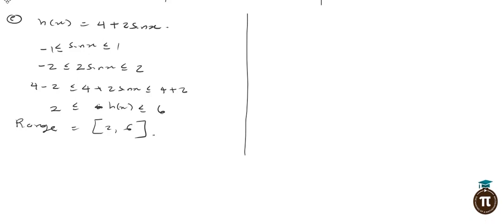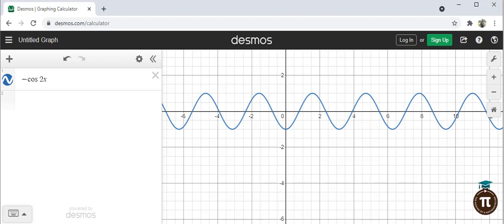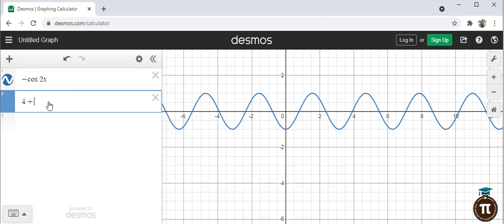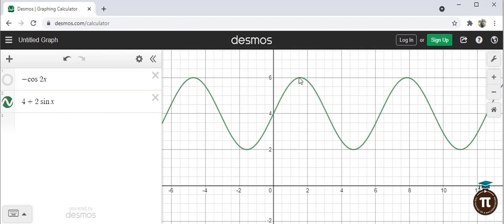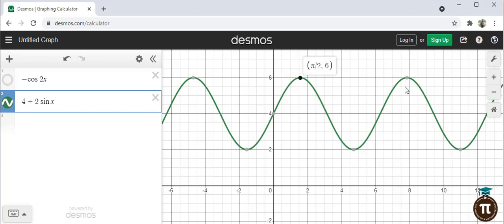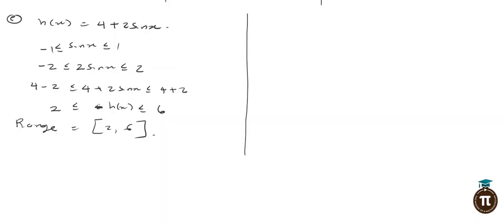And if you draw the graph, it will give you the same thing. 4 plus 2 sine x. You see that? Let me clean this cos 2x. You see where it falls, the biggest value is 6. The smallest value is 2, as seen on the y-axis. That is the range of that function.